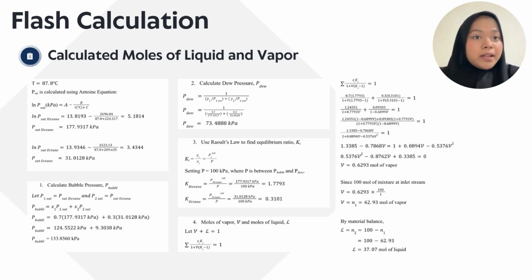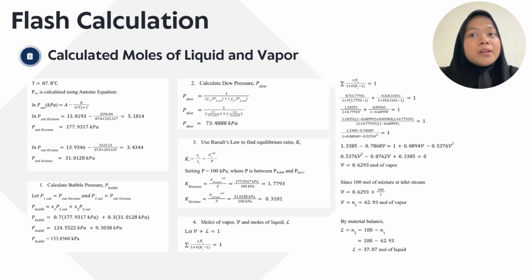Let V plus L equal 1. Summation Zi times Ki over 1 plus V bracket Ki minus 1 equals 1. We will get V equals 0.6293 mole of vapor. And since we have 100 mole of mixture at the inlet stream, we multiply it by V.